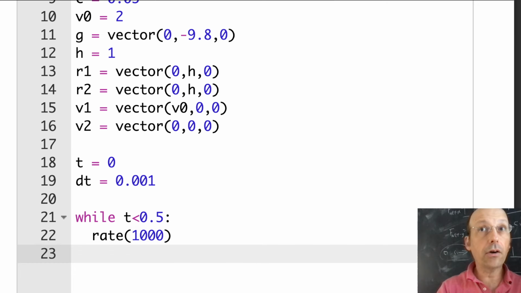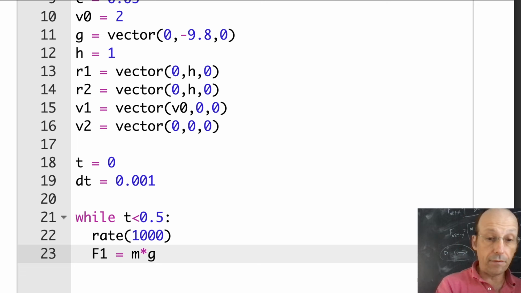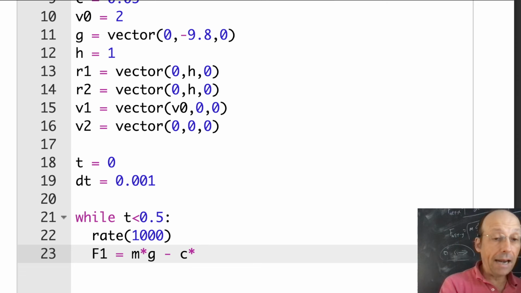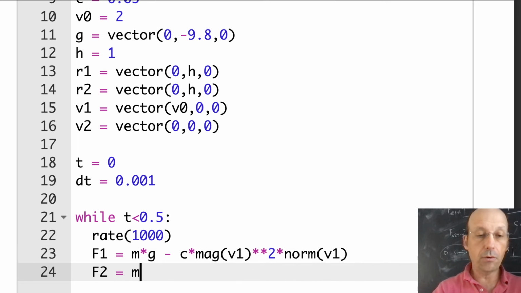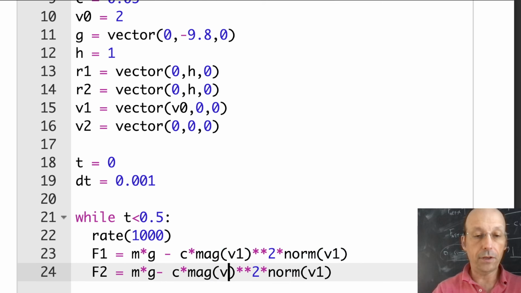Now I can calculate the force on object 1. So F1 is going to be equal to, I'm going to do all this in one step, M times G, that's my gravitational force, minus C times V squared. So for V squared, I need to take the magnitude of V1, that's my velocity. So I'm going to say mag V1, and then I need to square it. That's not a vector, so I'm going to multiply by a unit vector, which is norm V1. There's my force. F2 is M times, it's the same thing, right? The only difference is that one doesn't have a horizontal velocity. But this is going to be V2.